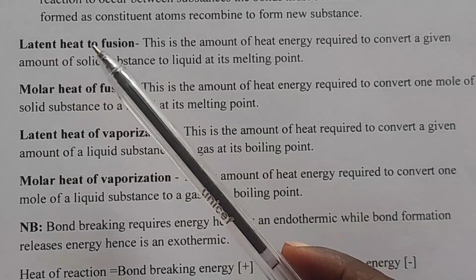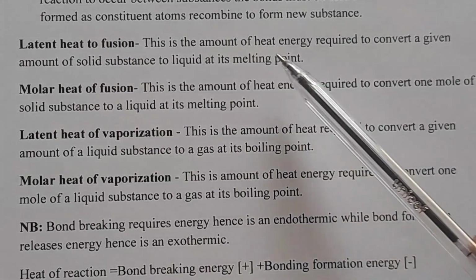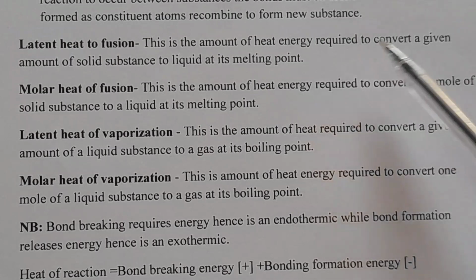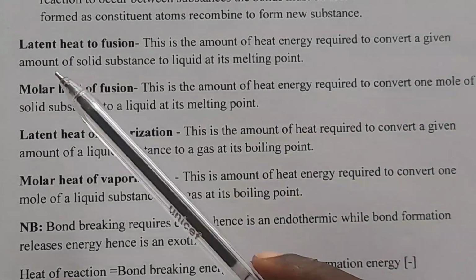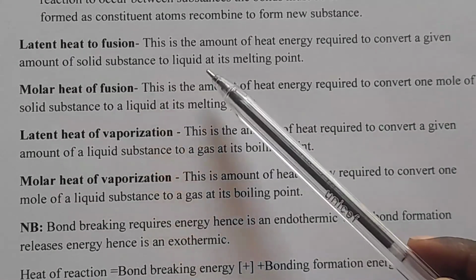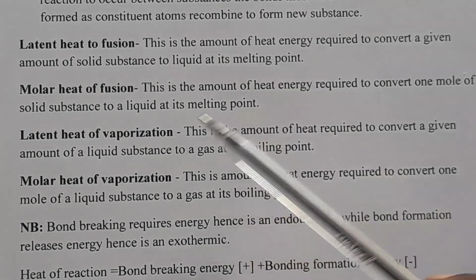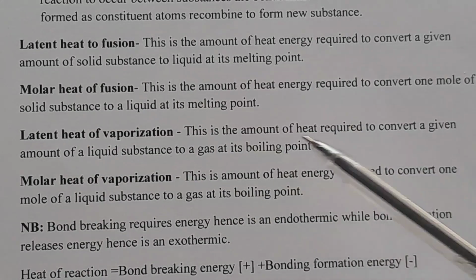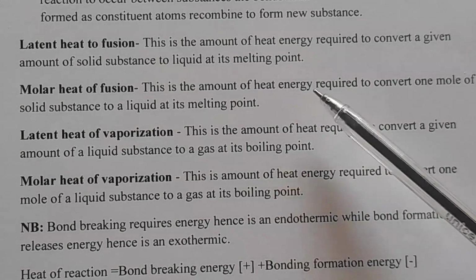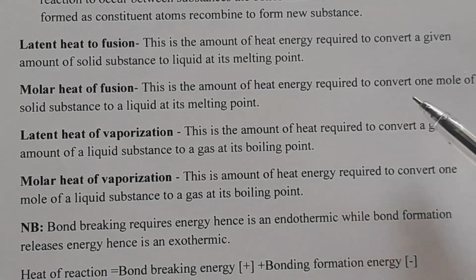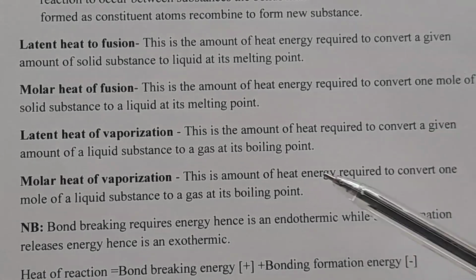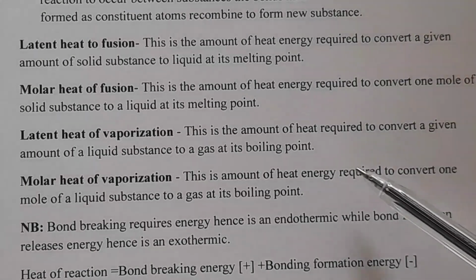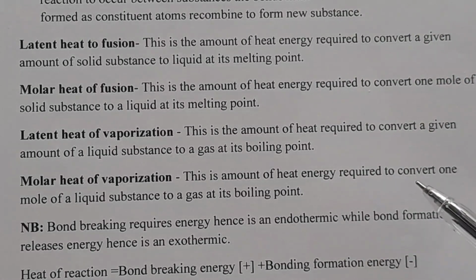What is latent heat of fusion? This is the amount of heat energy required to convert a given amount of solid substance to a liquid at its melting point. So what is molar heat of fusion? Molar heat of fusion is the amount of heat energy required to convert 1 mole of solid substance to a liquid at its melting point. So it will be the same.